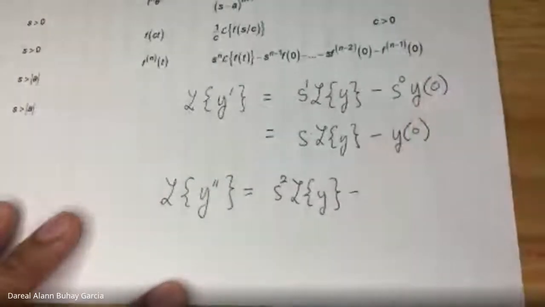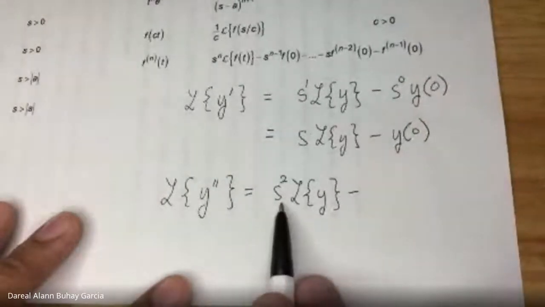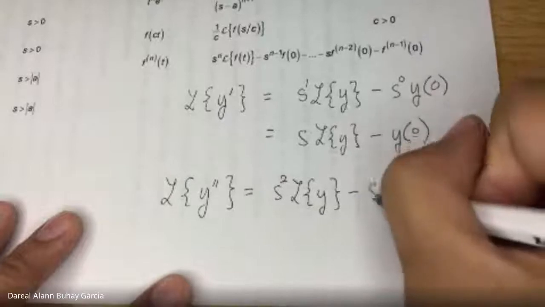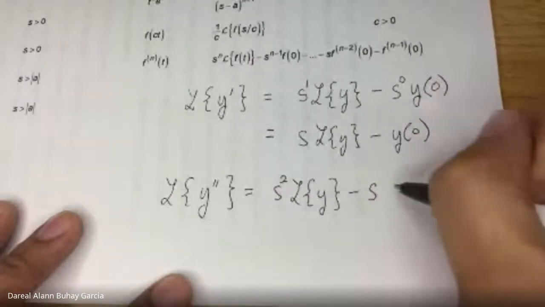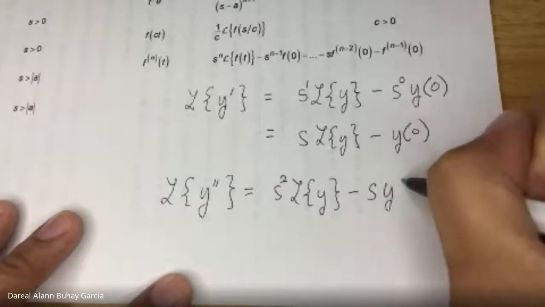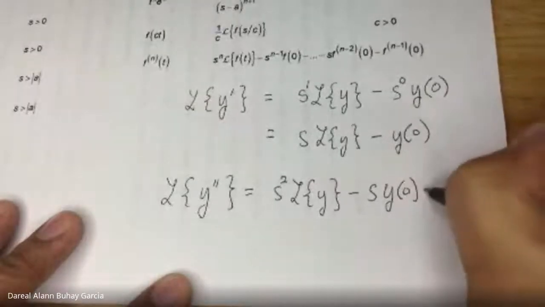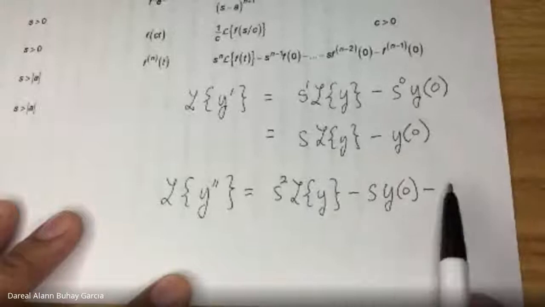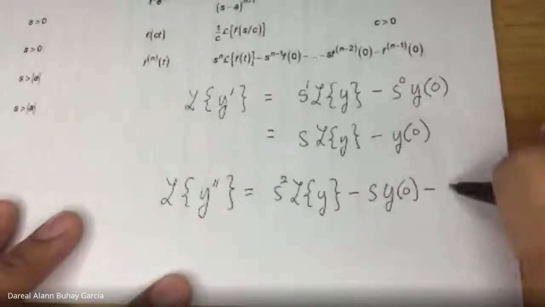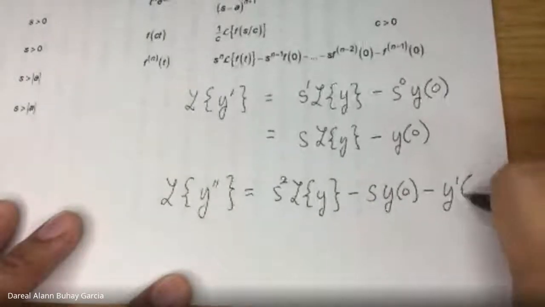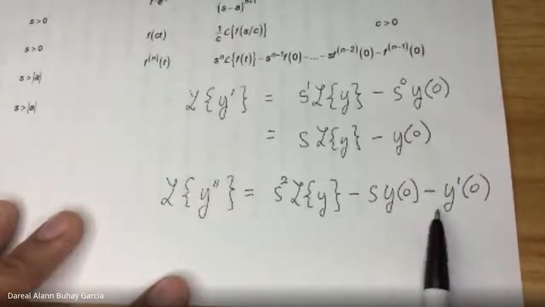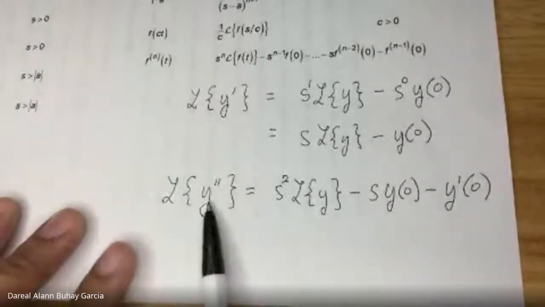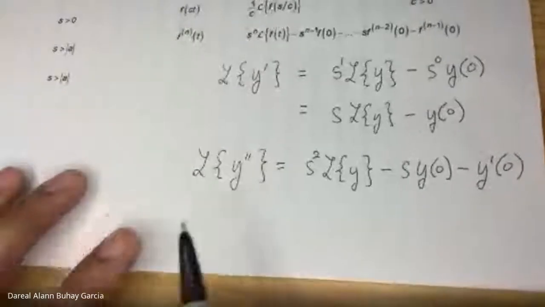Then we subtract. Minus, the next after s squared is s. So it is no longer the Laplace of y, but the initial value condition, y of 0. Minus, the next s down is s to the power of 0, times y prime of 0. So that is the Laplace of a second derivative.